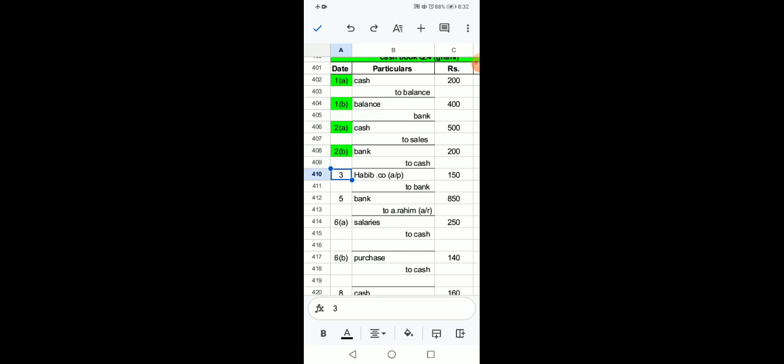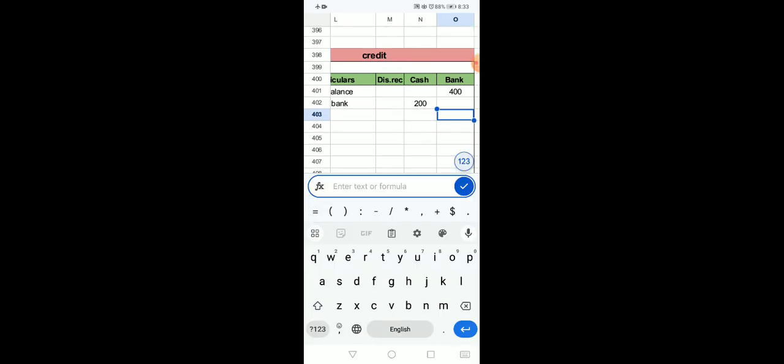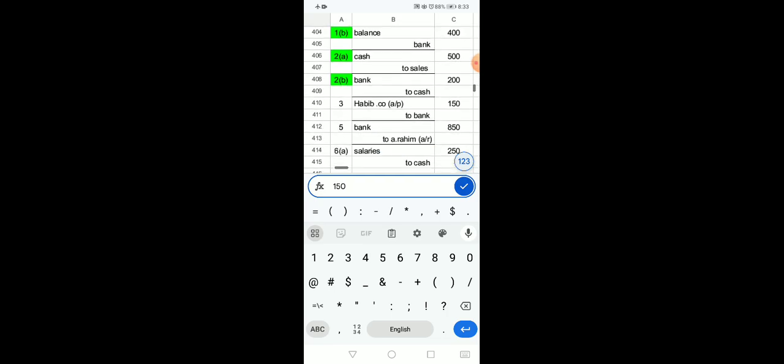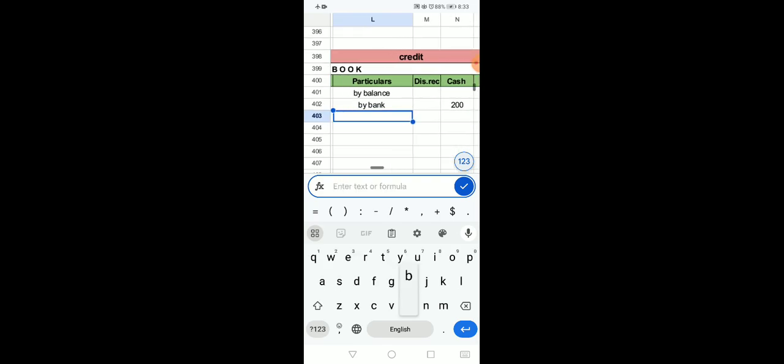Now we are on entry number 3. There are two elements, but only one element is related to the cash book, which is bank. Bank is credited over here 150. Go to the credit side of the bank and write down 150. And now see its reference. What is written on the opposite side of bank? Habib. So write down by Habib over here.